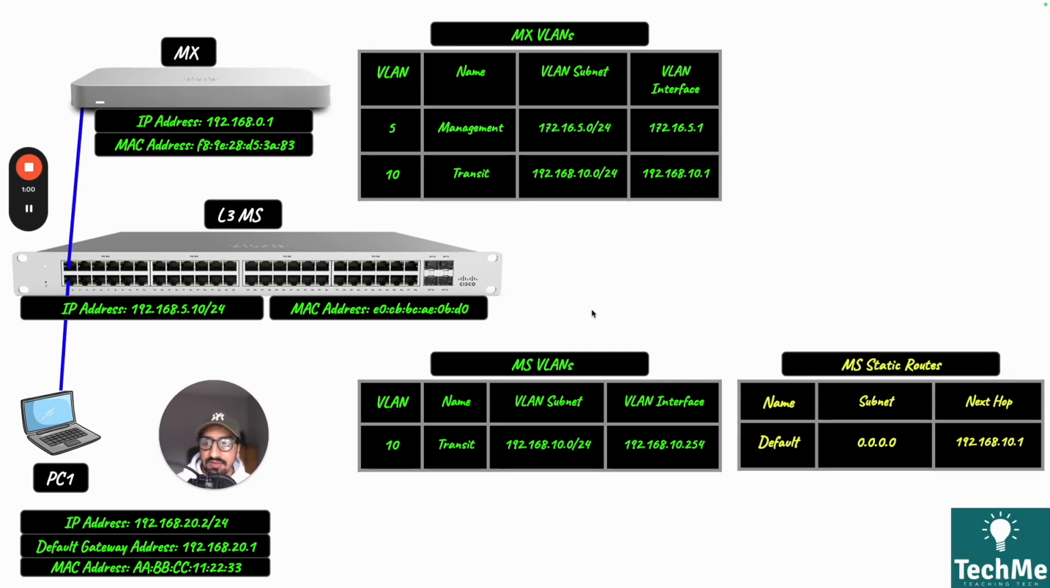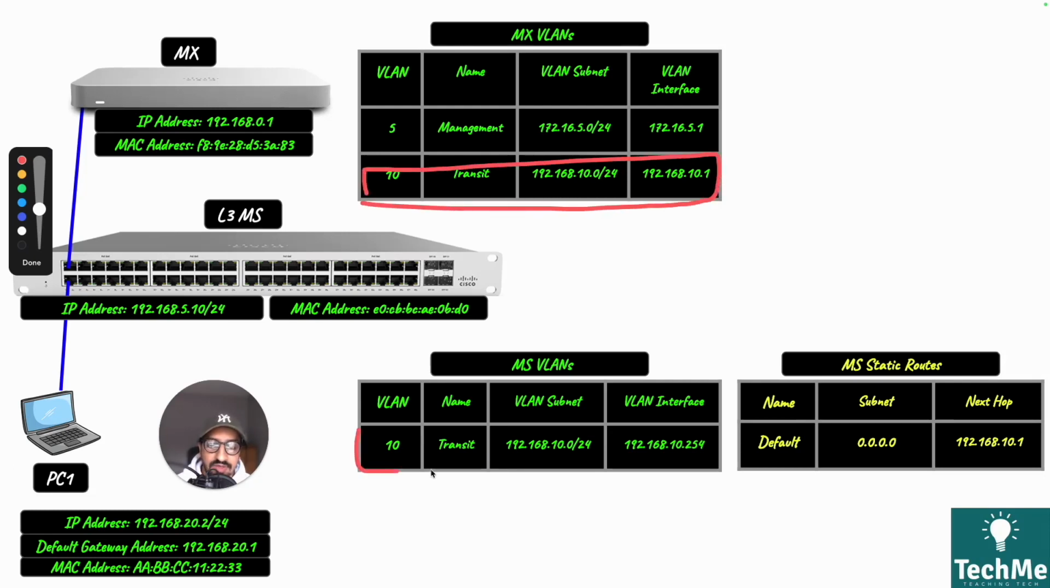The next part of setting up a layer 3 switch to MX is to create a transit VLAN. Now this is separate from the management VLAN. So what we'll be doing is setting the VLAN up on the actual MX, and then we'll be setting it up on the MS. And when we set this up, we'll also be creating a default route to point all traffic that the switch does not know how to route towards the MX's SVI.